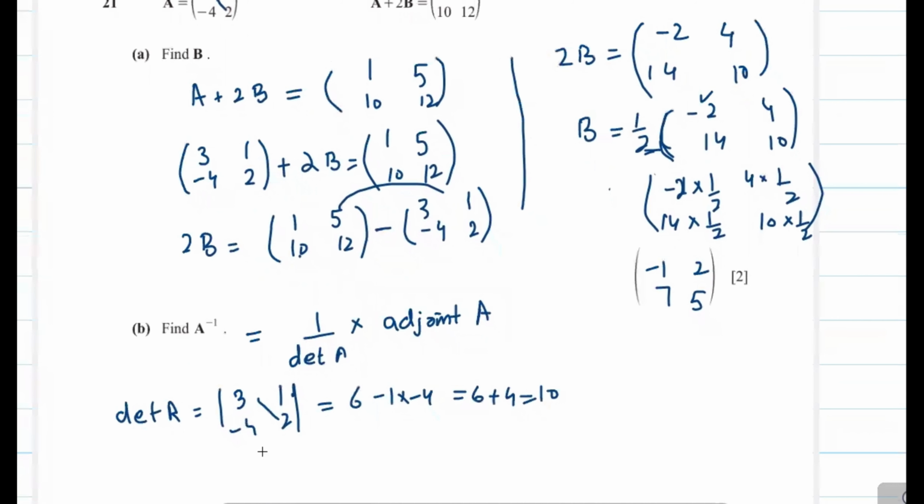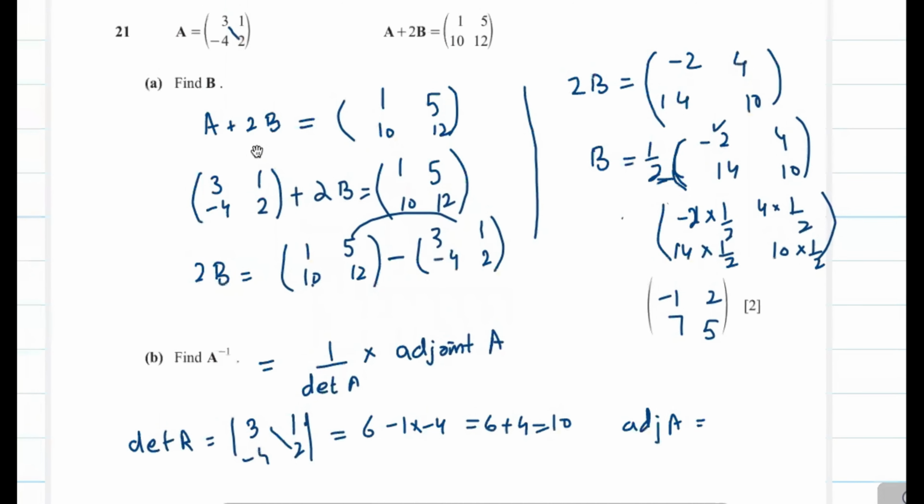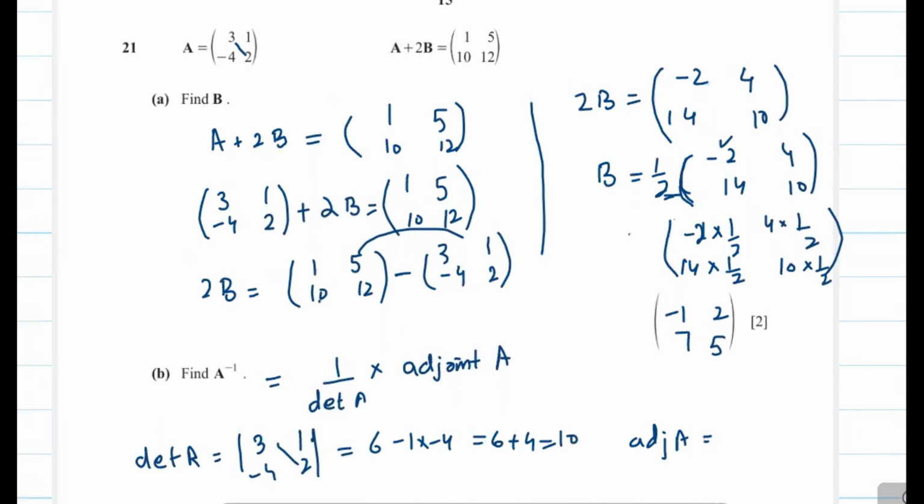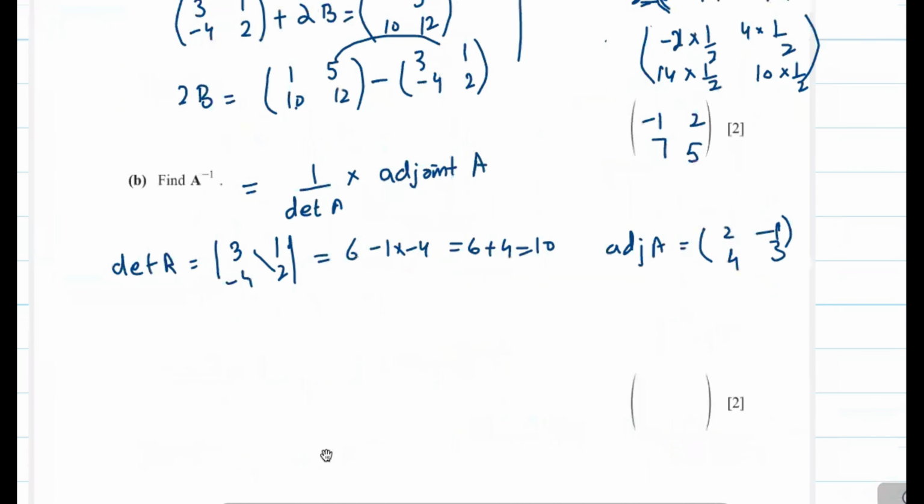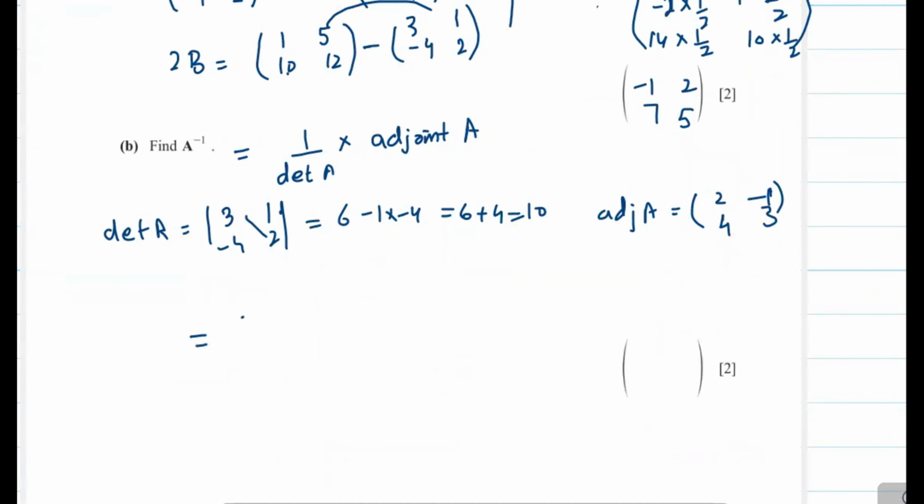Now the adjoint matrix, in the adjoint of A, you interchange the values diagonally. Now that value becomes 2, 3, and change the sign of the other diagonal. The sign of 1 is positive, now that becomes minus 1. This is minus 4, it becomes plus 4. Now we substitute the values in this inverse, we get 1 over 10 into adjoint matrix [2 4; -1 3]. And this is the answer.